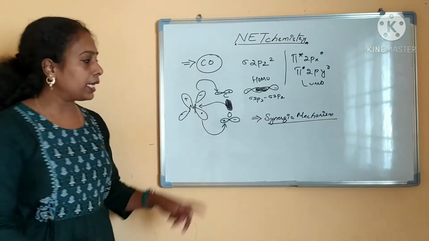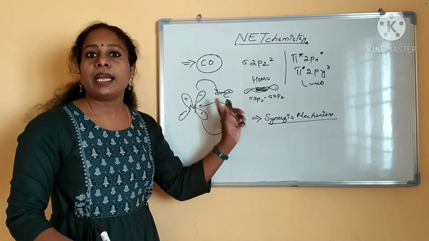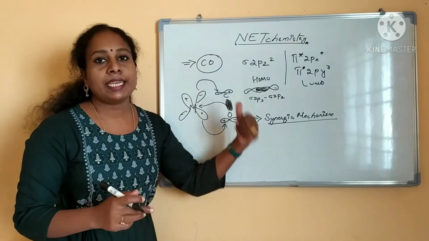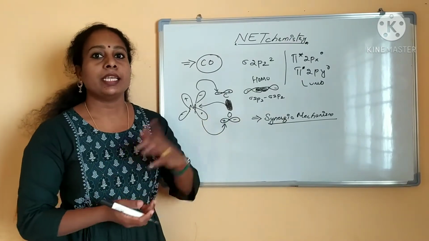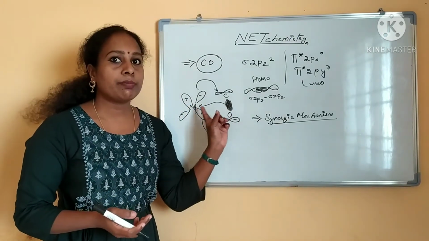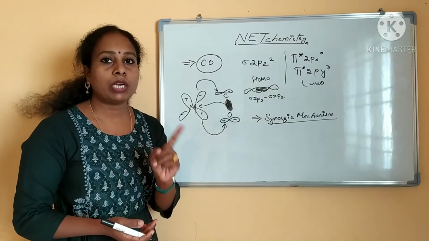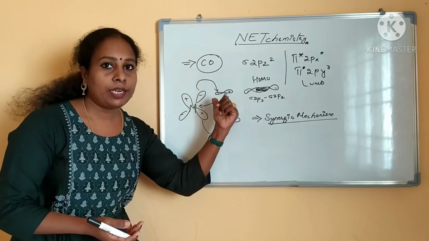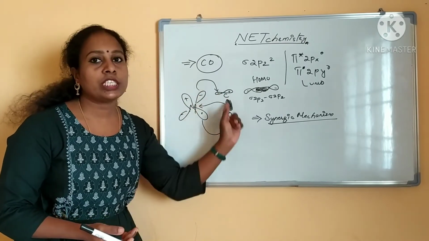So, synergic mechanism. When a ligand and a metal are bonded with a synergic mechanism, that ligand is called a pi acid ligand. So you know the mechanism of this back bonding or synergic mechanism. What will happen? Sigma 2p-Z electron density will flow to the metal. Metal electron density will increase, so that back donation will be there.